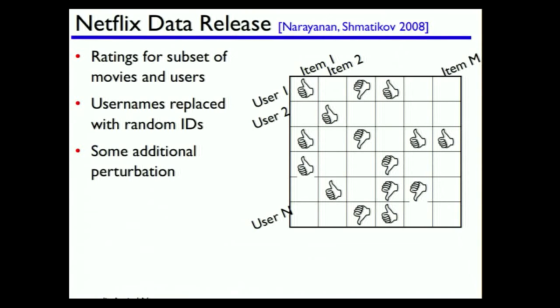Okay, so one example is the Netflix data release. Many of you have probably heard about this. In 2006, Netflix released a data set for the purposes of a competition on recommendation systems. Netflix is a movie rental company. They released ratings for a subset of movies and users.